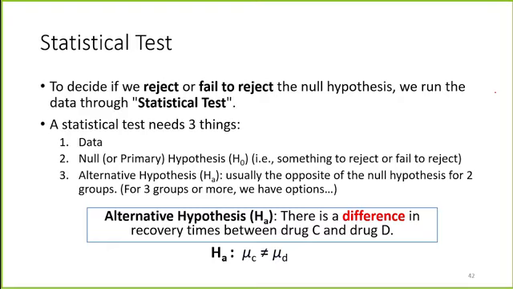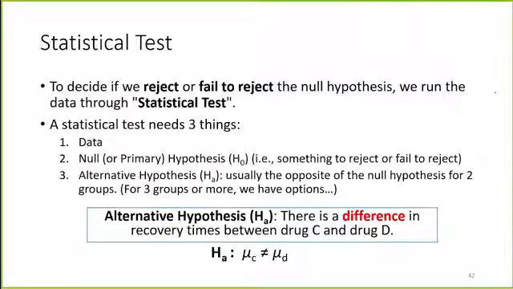Okay, so a statistical test is where we want to decide whether we reject or fail to reject a hypothesis by running through a statistical test. So a statistical test needs three things: 1. Data. 2. A null hypothesis that we can reject or fail to reject. 3.